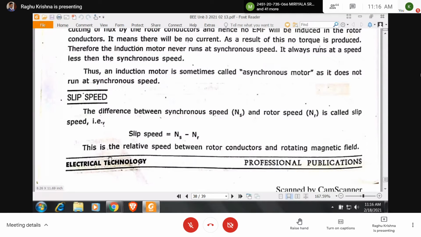Next, this is the relative speed between rotor conductors and the rotating magnetic field. So the relative speed between rotor conductors and the rotating magnetic field is the slip speed. Or simply, the difference between the synchronous speed and the rotor speed is called slip speed.